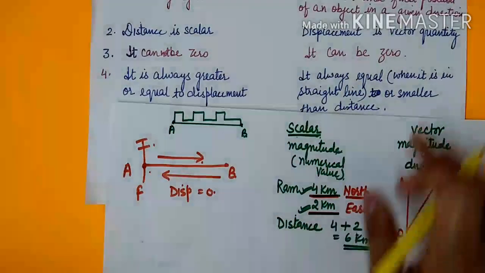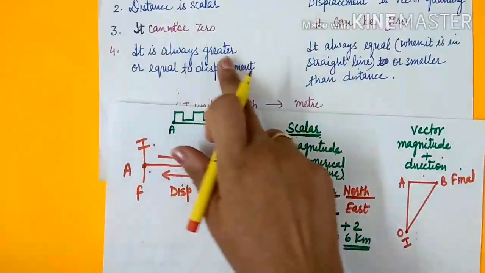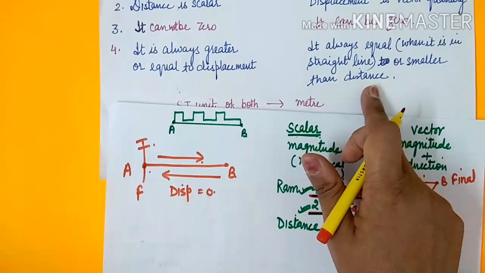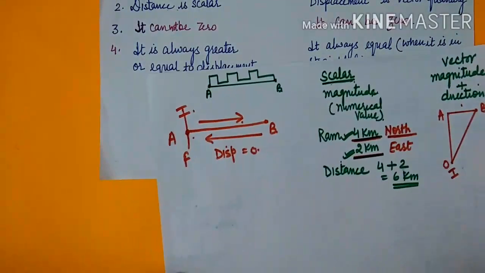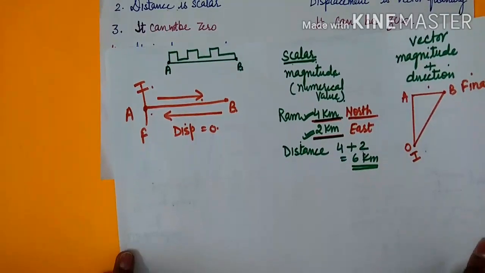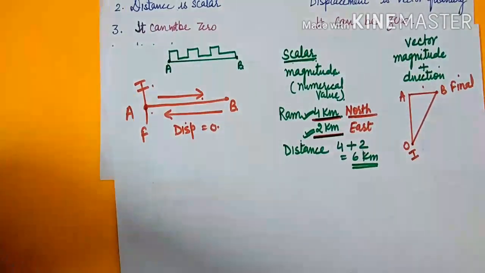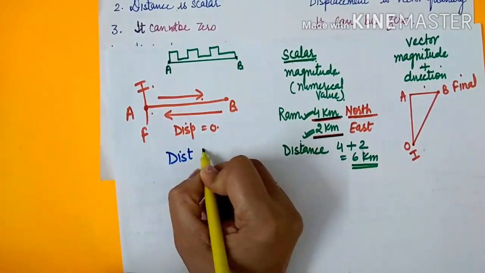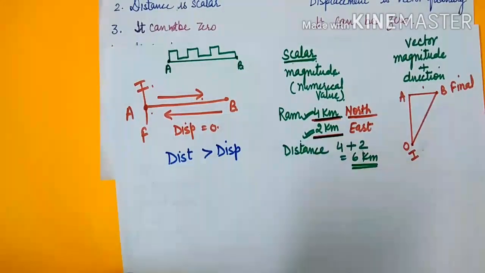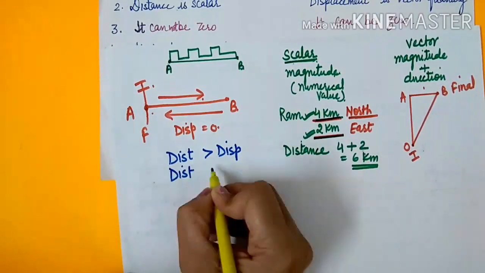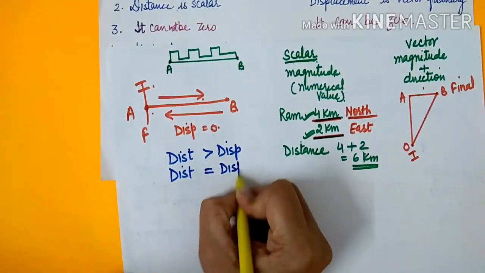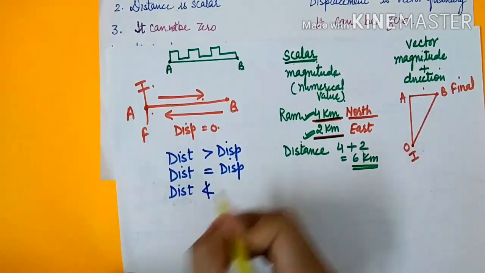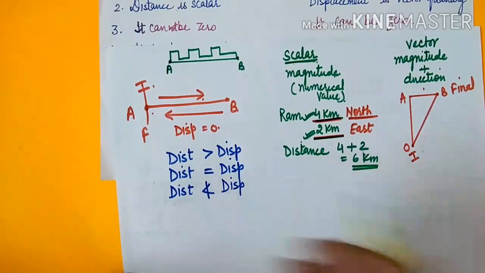Now the fourth point: distance is always greater than or equal to displacement. It is always equal to or greater than displacement. First, you should know the 3 cases between distance and displacement: distance is greater than displacement, distance is equal to displacement, and distance is never smaller than displacement.